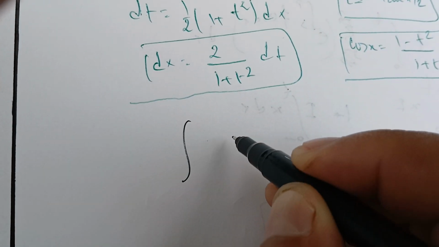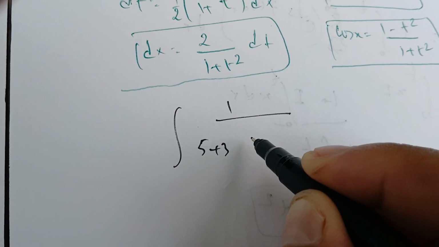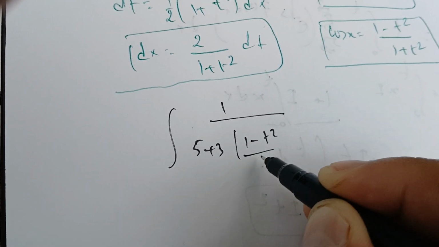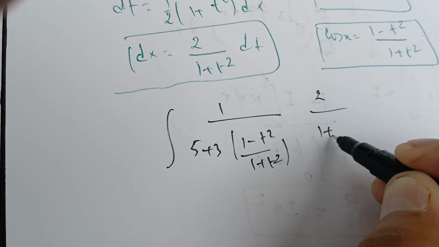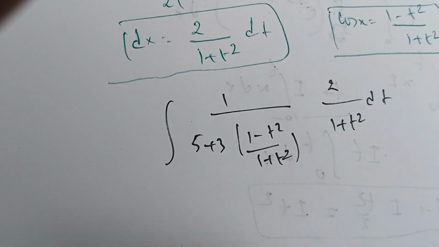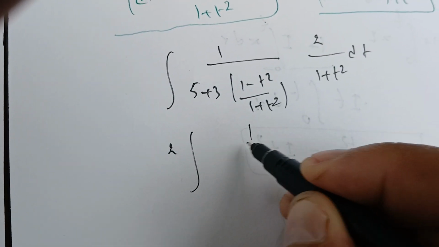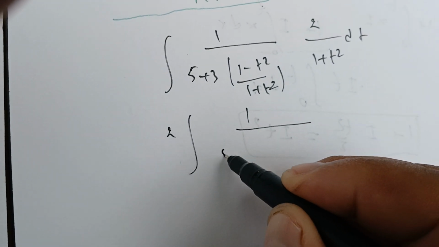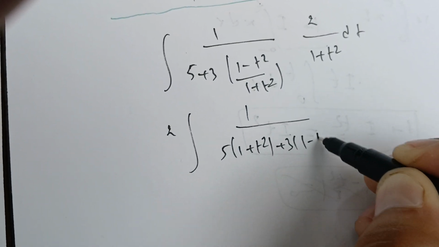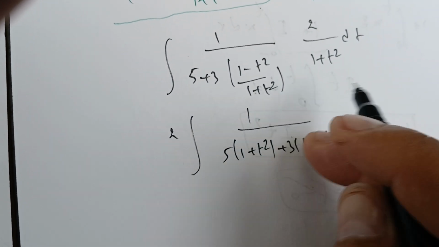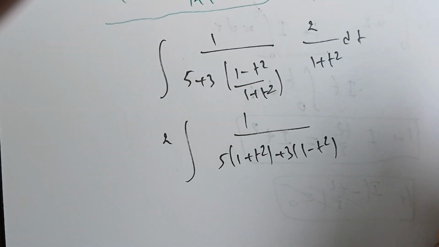So here we have 1 over 5 plus 3 times the cosine, which is 1 minus t squared over 1 plus t squared. And dx is 2 over 1 plus t squared dt. Let's move these two to the front. So we have 2 times 1 over 5 times 1 plus t squared plus 3 times 1 minus t squared, and we simplify by 1 over 1 plus t squared. And that's it.